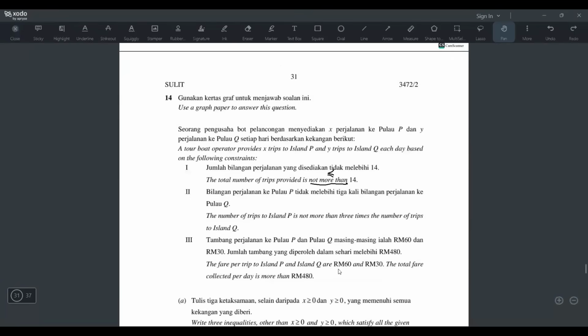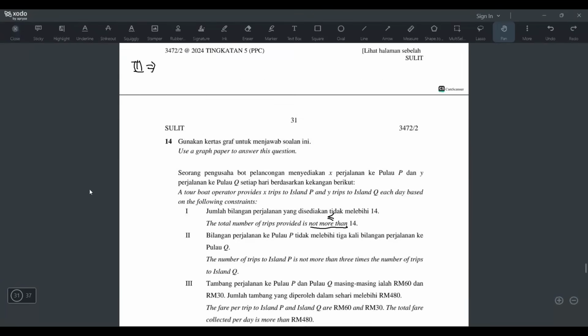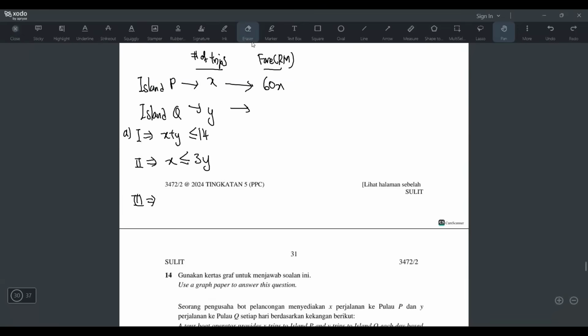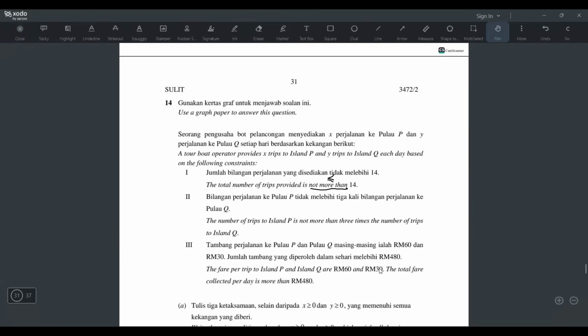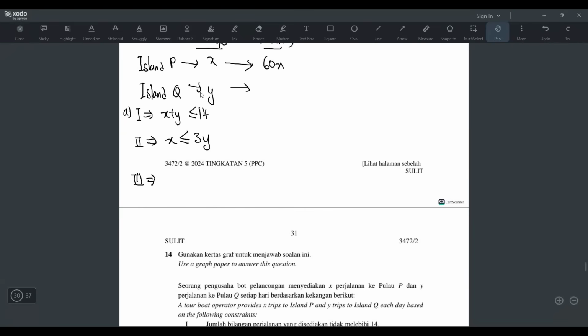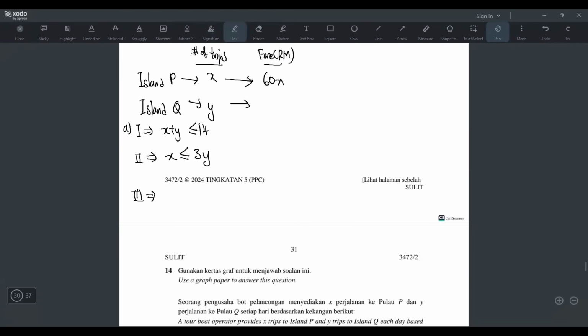Okay, and then now for the trip to island Q, per trip is 30 ringgit. But if you imagine you go 10,000 trips, then it will be 10,000 times 30, right? And if you go 20 trips, it will be 20 times 30. But now you are going Y, the number of trips is Y. So that's why it's 30Y. So the total fare will be 60X plus 30Y.